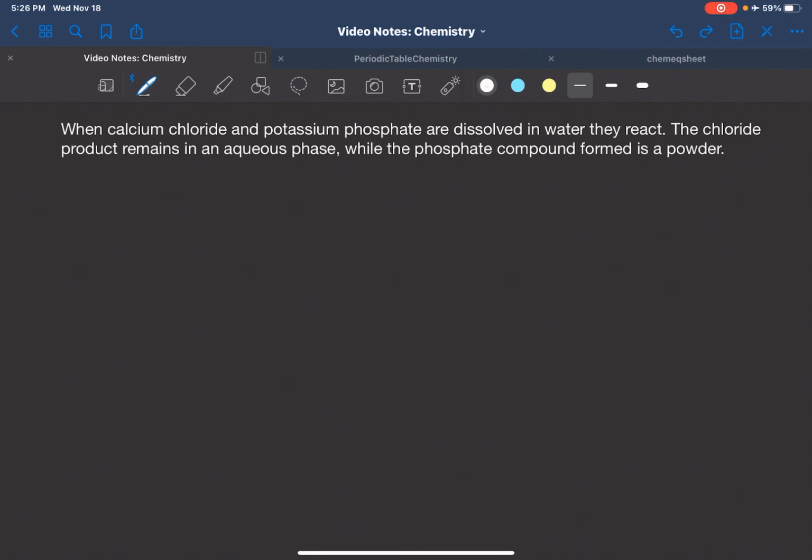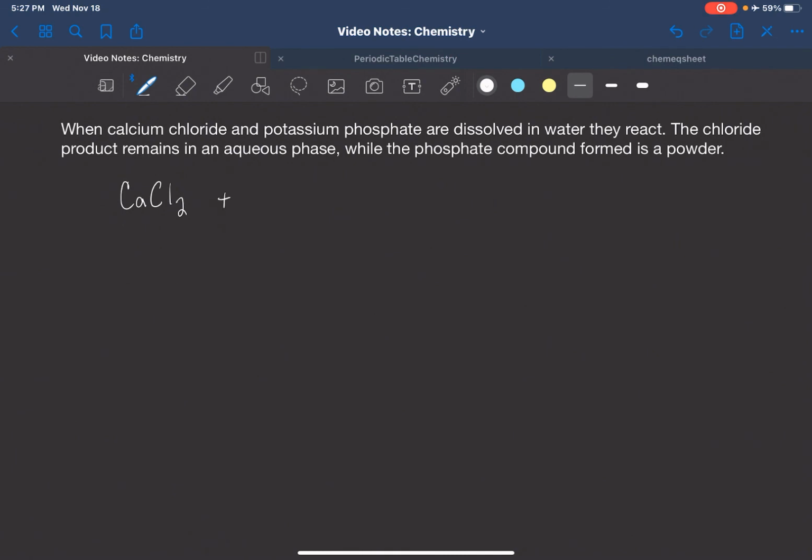When calcium chloride and potassium phosphate are dissolved in water, they react. This first sentence tells us that calcium chloride and potassium phosphate are going to react when they're mixed in water. So let's do this. We know calcium is a +2, and chlorine is a -1. This is scratch work that we're doing off to the side. We can see we're going to need 2 chloride ions and 1 calcium, so we're going to get CaCl2. Let me erase this scratch work.